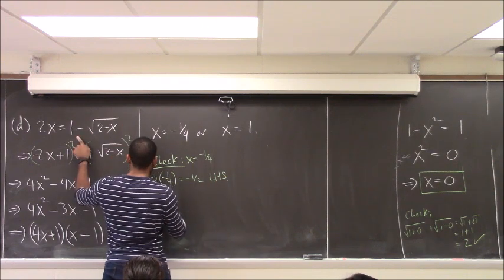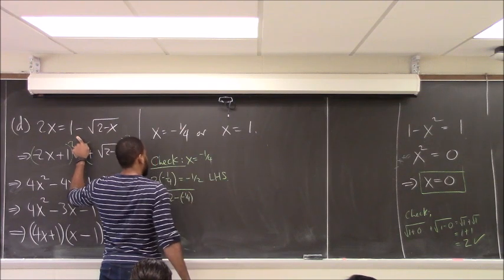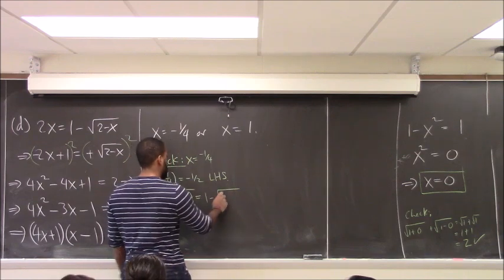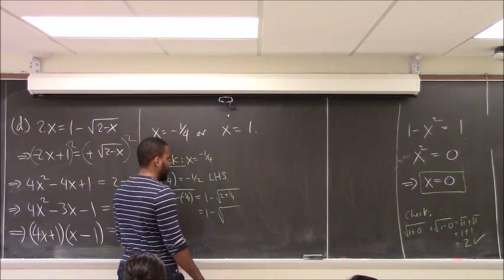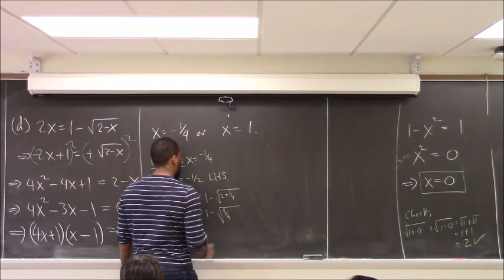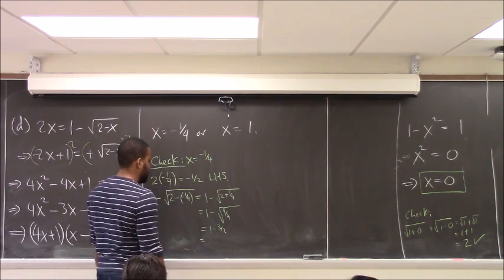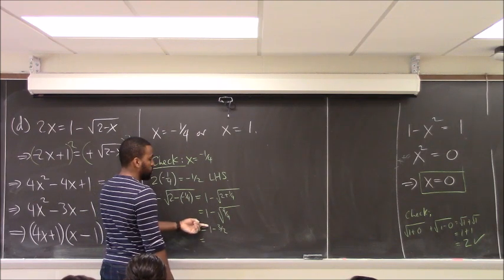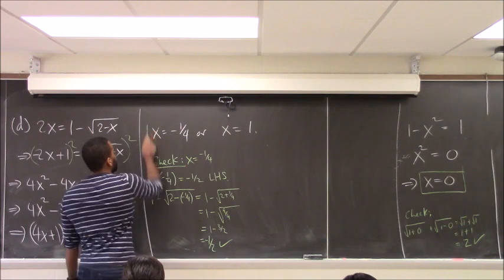I would have 1 minus the radical of 2 minus -1/4. This is going to be a little bit of arithmetic here. So this is 2 plus 1/4, or in other words, it's going to be the radical of 9/4, which is going to be 1 minus 3/2, which is going to be what? Right, this is 2 over 2 minus 3/2, that's -1/2. Right, that actually checks out, so this is an answer.